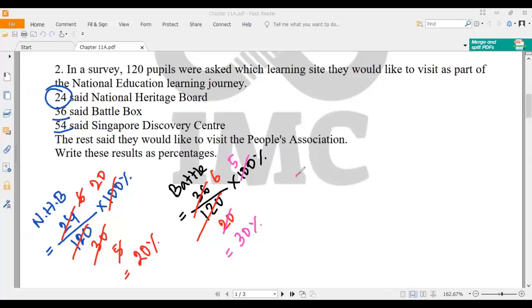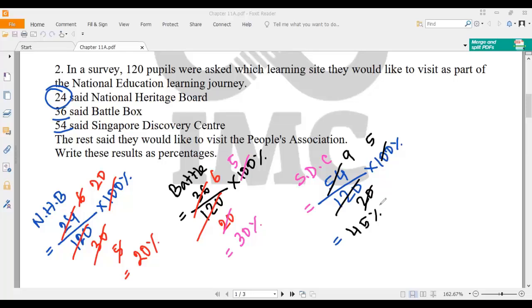Now, what about Singapore Discovery Center? Here, 54 students want to go to Singapore Discovery Center. So 54 by 120 multiplied by 100%. Okay. Now divide. So we can easily divide by 6. 6 9s are 54 and 6 20s are 120. 100 by 20 will be 5. 5 9s are 45%. So 45% of the students want to go to Singapore Discovery Center, and the rest said they would like to visit the People's Association.